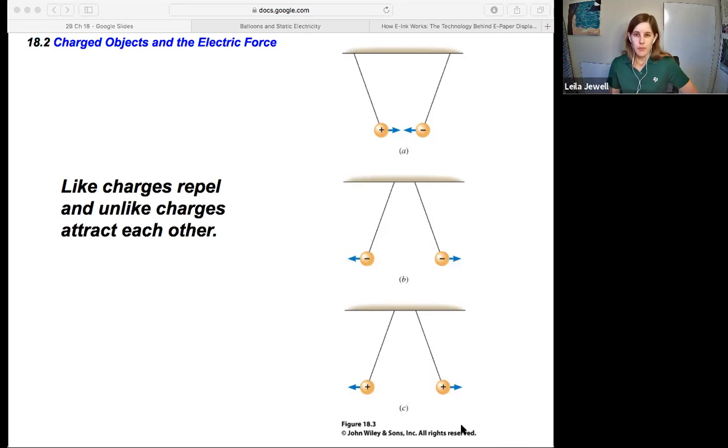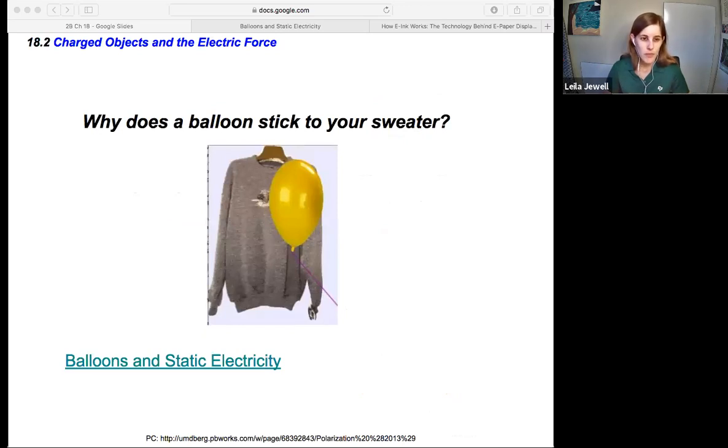Now, we've talked some about charged objects, and I have a question for you. Why does a balloon stick to your sweater? I don't know if you've ever had this experience of having a nice wool sweater and you rub a balloon on it and it sticks. Well, PhET put together a nice little simulation of this, which I have linked here. But we can take a look at it as well.